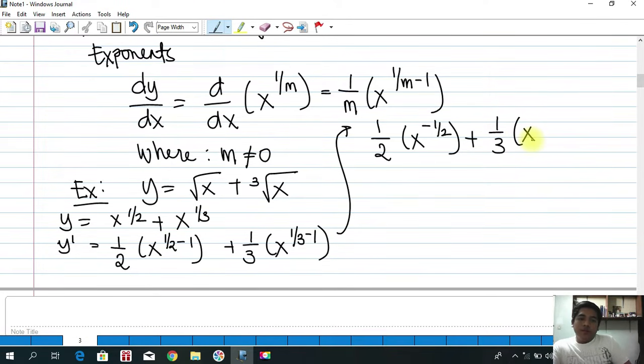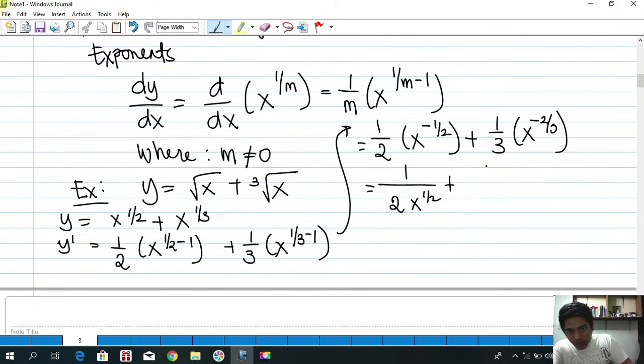1/3 minus 1 is actually negative 2/3. So, negative 2/3. So, we have that. In order for us to eliminate the negative exponent, we shall bring down or get the reciprocal of this x, both this x raised to negative 1/2, and this x raised to negative 2/3. So we have 1 over 2 x raised to 1/2 plus 1 over 3 times x raised to negative 2/3. Or, I mean, that is already a positive.